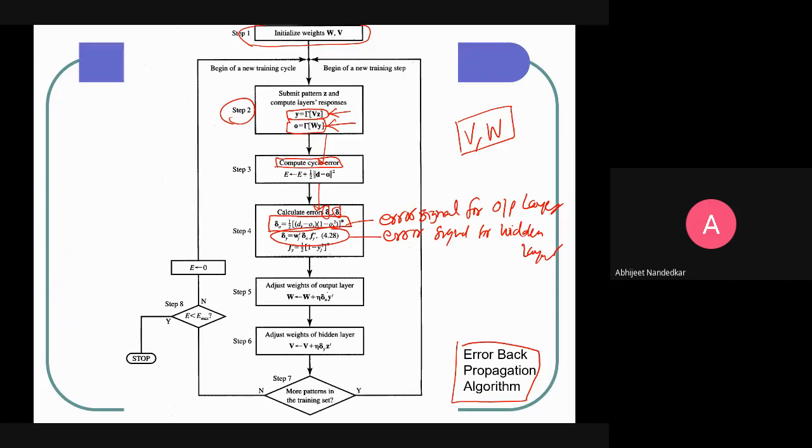Then the weights are adjusted, so W is changed and then V is updated, and then if there are more patterns then they are taken. So once all the patterns are over, then it will be checked whether the current error is acceptable or not. If not, then retraining starts. So that's how this will work. If error is less than what we expect, then we will stop.